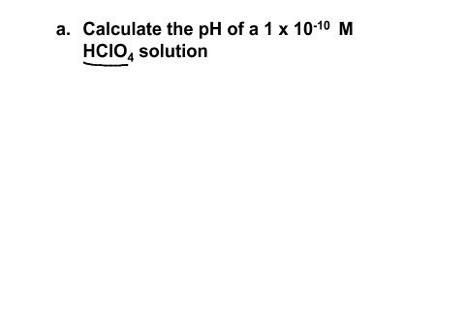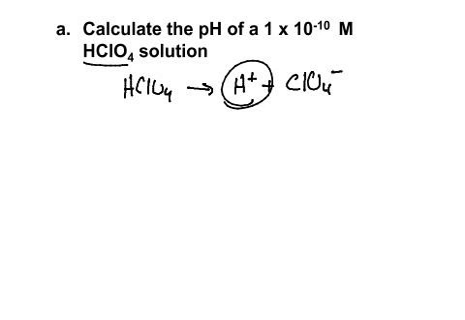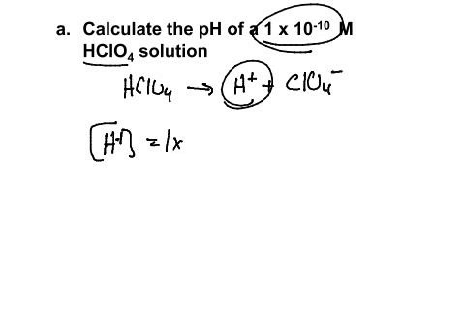Yeah, I know. So perchloric acid, HClO4, also completely dissociates into hydrogen and the perchlorate ion, ClO4 negative. Since it completely dissociates, the hydrogen ion concentration is this number right here, 1 times 10 to the minus 10. If you take the negative log of that, you get a pH of 10.